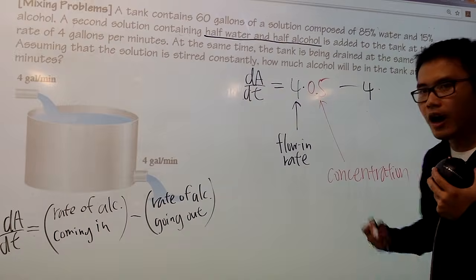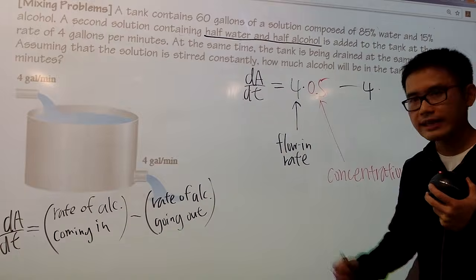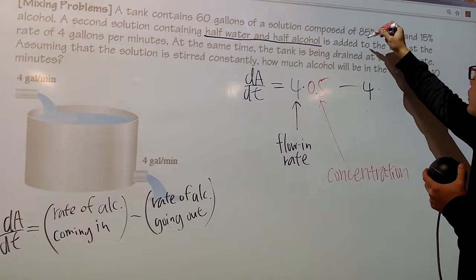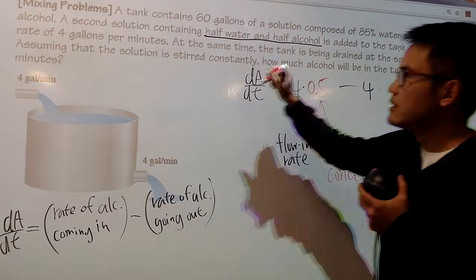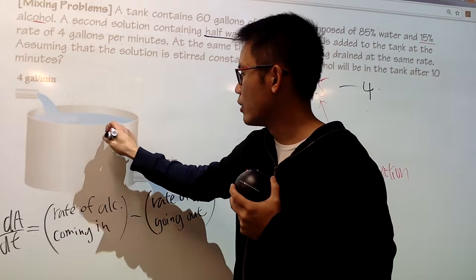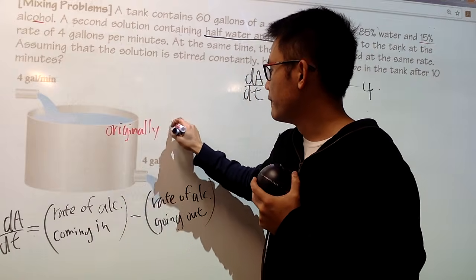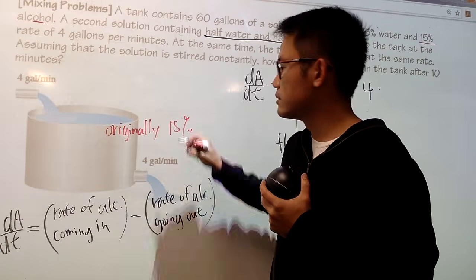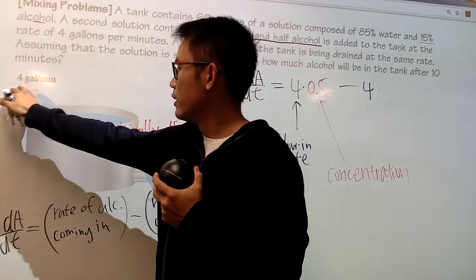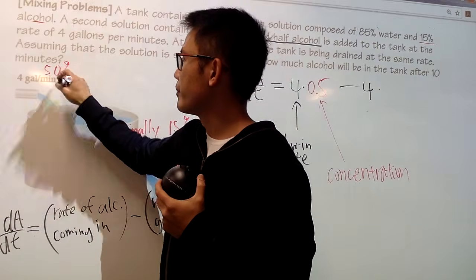Now, here's the harder part. What is the concentration of the alcohol that's going out? Remember, originally it says we have 15% alcohol in the tank. Originally, right? So let me just make a note. Originally, we have 15% alcohol. And for the second solution, this right here that's coming in, it's 50% alcohol.